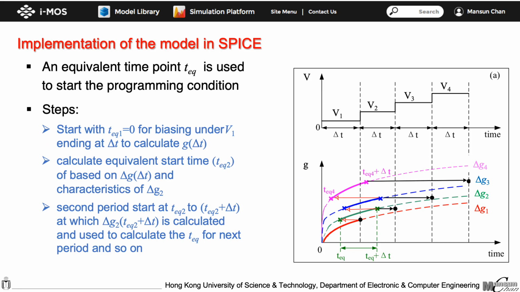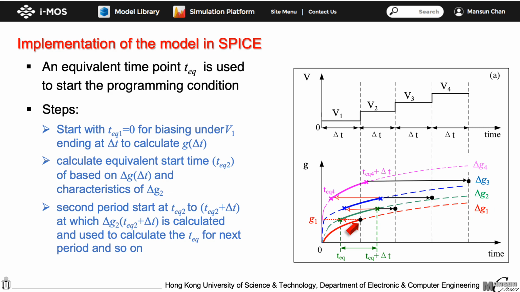To implement the model in SPICE using the parameters extracted under static bias, an equivalent time concept is introduced. Suppose a train of voltage steps is applied to the memory cell. At the same time, the different rate of change of G at the different bias voltages are characterized, which are labeled as delta G1 to delta G4 in the bottom graph. In the beginning, when V1 is applied, G will change according to the delta G1 curve. At the end of the first delta T period, G has reached a value of G1.